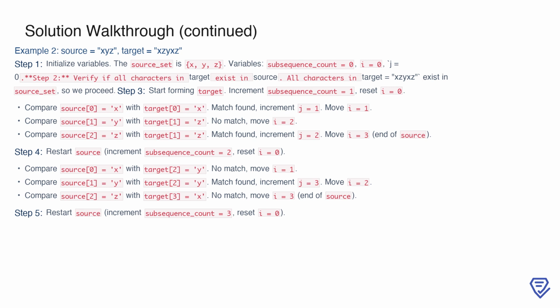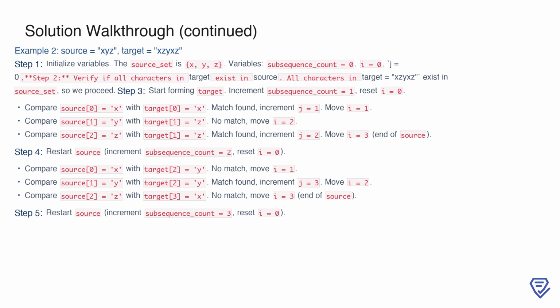We increment subsequence_count to 1 and reset i to 0 to start iterating over the source. First, source[0] equals x matches target[0] equals x, so we increment j to 1 and move i to 1. Next, source[1] equals y is compared with target[1] equals z, but there's no match, so we move i to 2. Then, source[2] equals z matches target[1] equals z, so we increment j to 2 and move i to 3, which is the end of the source.